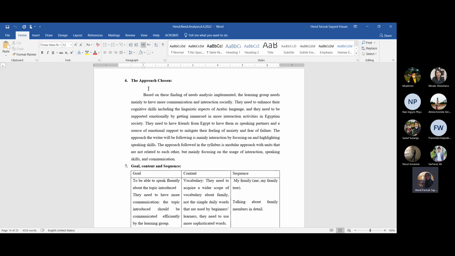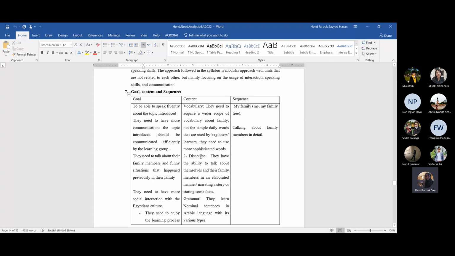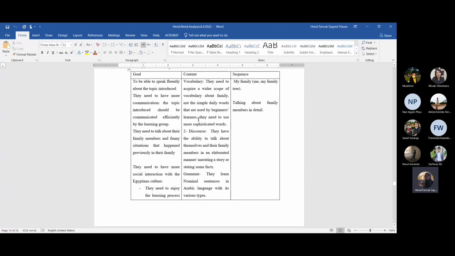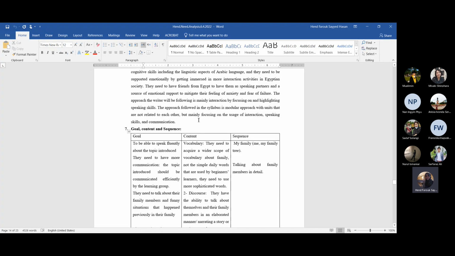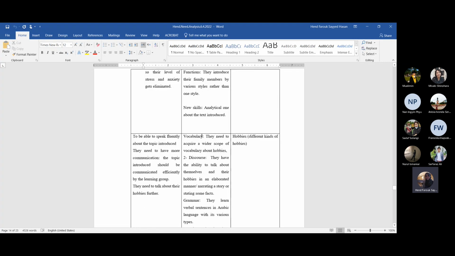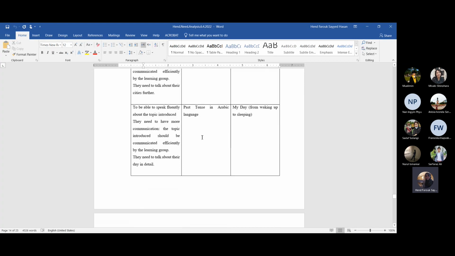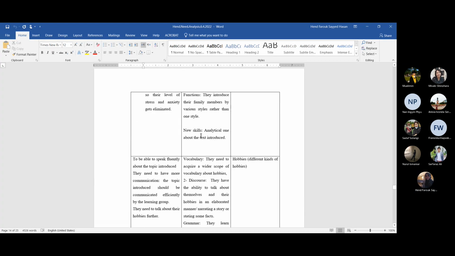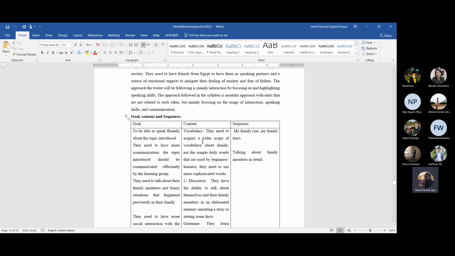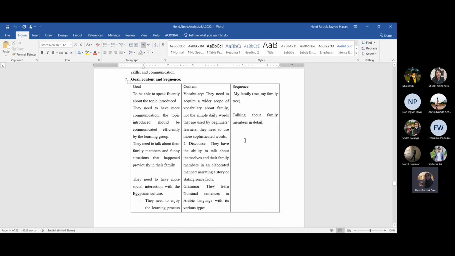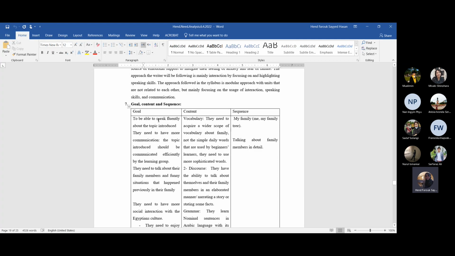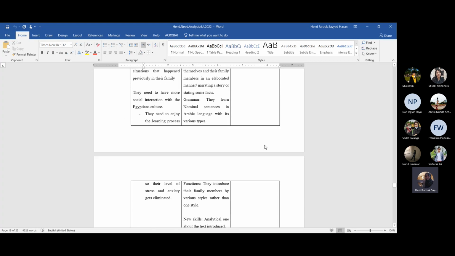The approach followed here is a modular approach in the syllabus I used, so it's topic based. The goal is to make them able to speak fluently. For the content, they need to acquire a wider scope of vocabulary, about the family for example, in the topic of families, because I decided the topics. There are 12 topics. The first one is family, my family. They are supposed to be talking about family members in detail. I already explained the goal of the topic and the content of the topic.